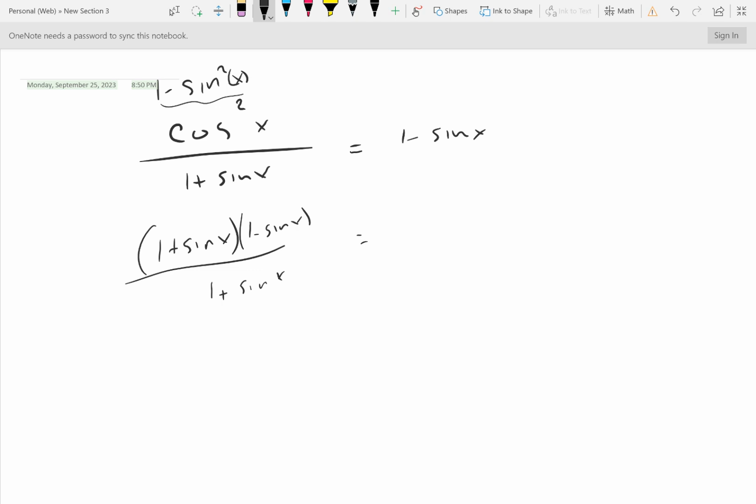Again, leave my boy JT alone. And then, whoosh, whoosh. So 1 minus sine is equal to 1 minus sine. Ta-da!